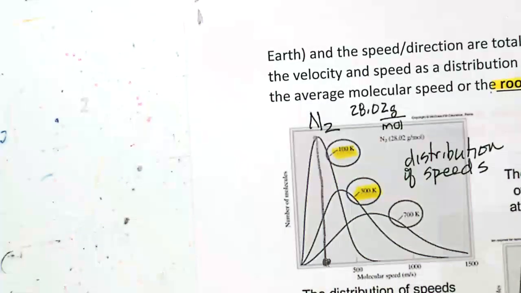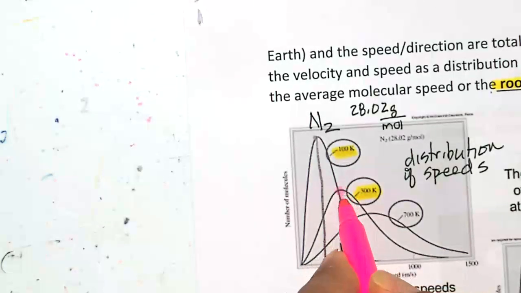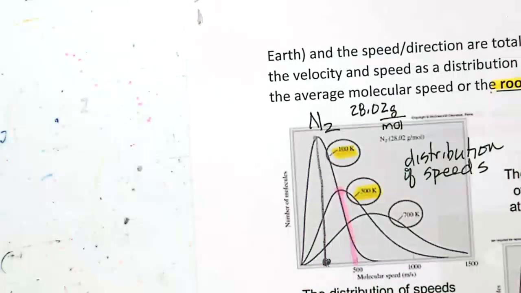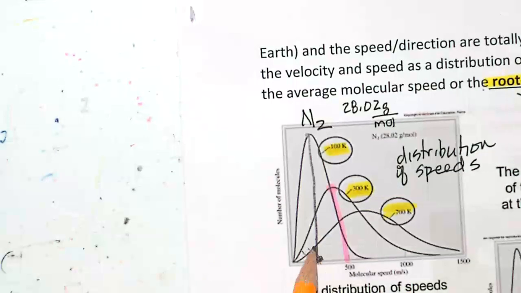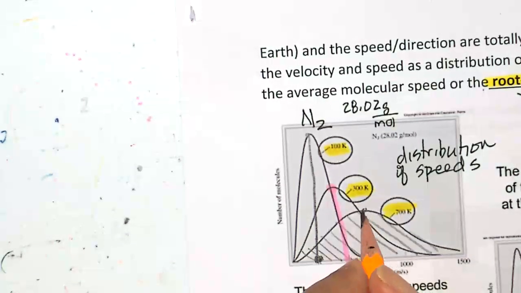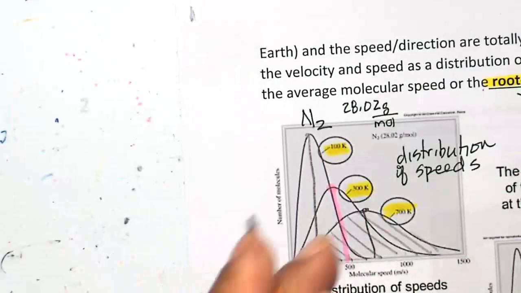At 300 Kelvin, this is the distribution. And this is the highest point of the distribution. And then finally at 700 Kelvin, this is the distribution. This is the highest point of the distribution.